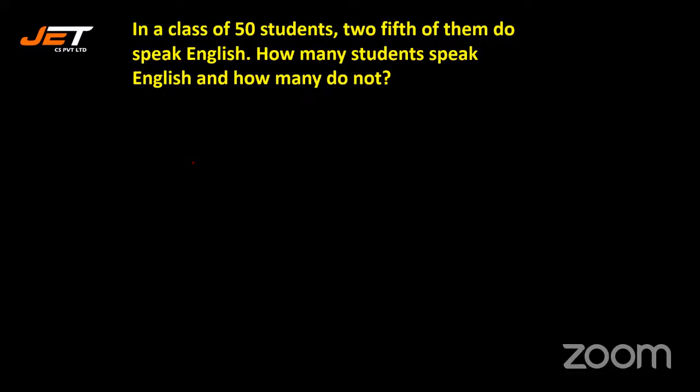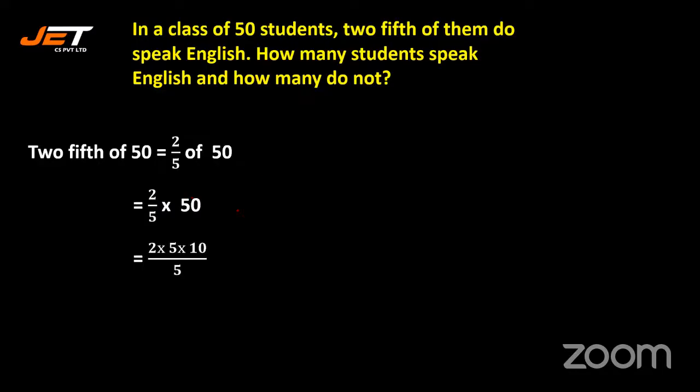Okay. So let's do it. 1/5 of 50. Okay, wait. In a class of 50 students, 2/5 of them do speak English. So if I talk about 2/5 of the students, 2/5 of 50, that means 2 by 5 times 50. I'm writing 50 as 5 times 10, in the denominator 5, 5 cancel, 2 times 10 is 20. That means 20 students speak English.